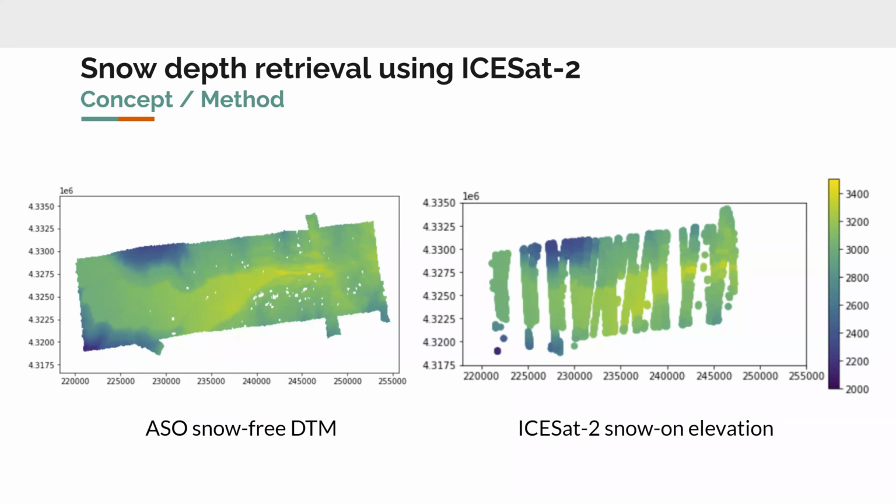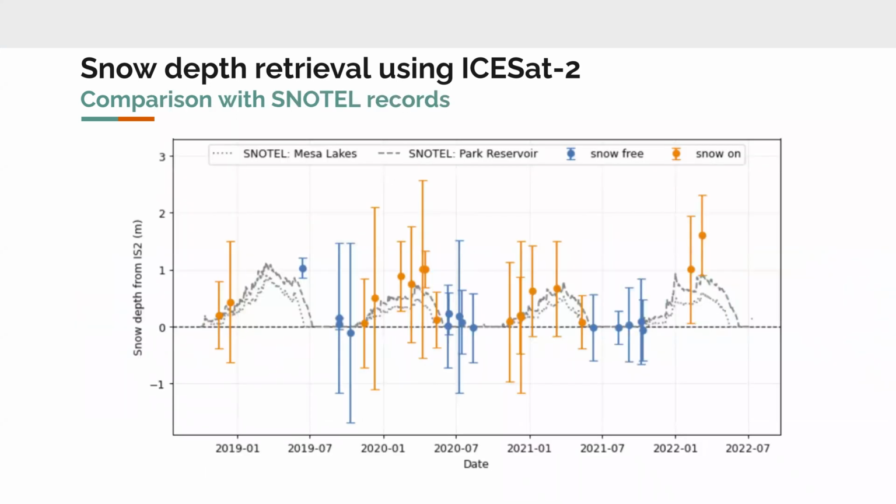And I will quickly go over how we retrieve the snow depth by using ICESat2 data. So here, the concept is very simple. On the left side, you can see the ASO snow-free DTM, and we just subtract this DTM from the ICESat2 snow-on elevation, which you can see on the right side. So by using this technique, we just calculate the snow depth on the Grand Mesa area.